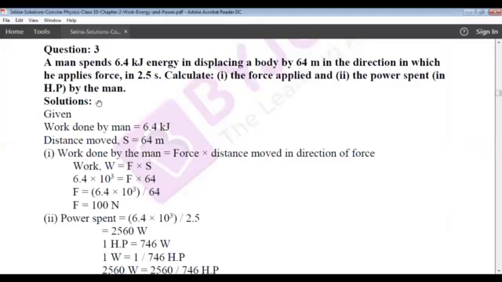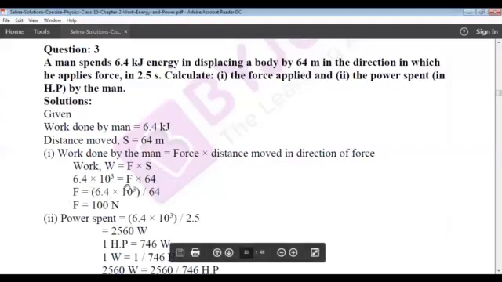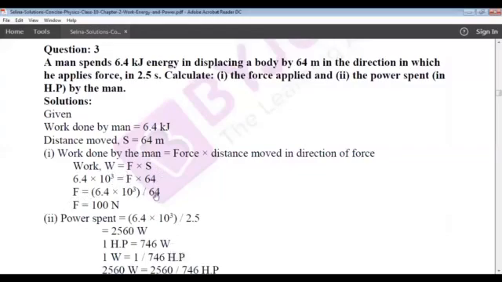So work done is given, distance is given, so we need to find the force. We need to substitute these values in W = F × S. After the substitution, when you transform, you will get F = W divided by S.